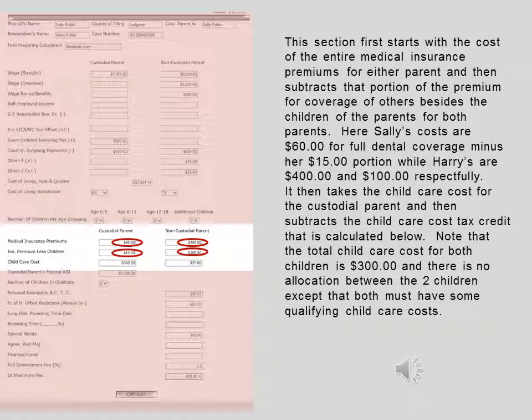It then takes the child care cost for the custodial parent and then subtracts the child care cost tax credit that is calculated below. Note that the total child care cost for both children is $300, and there is no allocation between the two children except that both must have some qualifying child care costs.